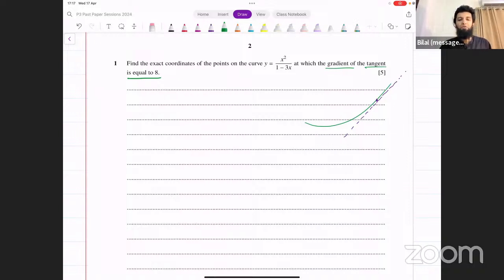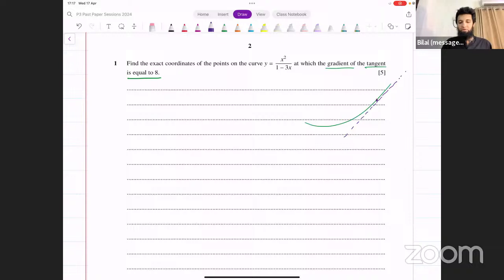Okay. Now, how do you find gradients of curves? Gradients of curves are found by differentiating. So you have this curve, you would just find the derivative of this curve, put that derivative equal to 8 because the gradient of the curve at that point is supposed to be equal to 8.